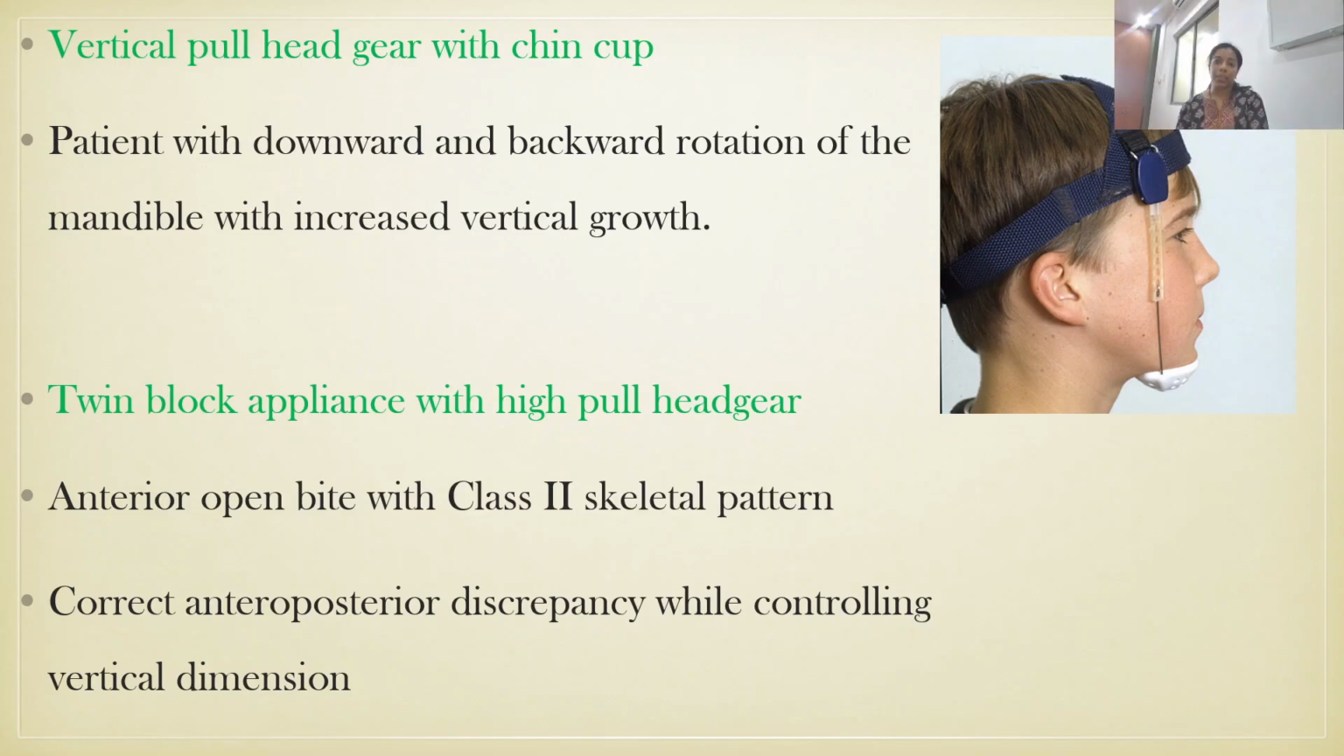Then vertical pull headgear with a chin cup, for patients with downward and backward rotation of the mandible with increased vertical growth. This vertical pull headgear can be used with the chin cup. Chin block appliance with a high pull headgear, for anterior open bite with a class 2 skeletal pattern. We can give it in a twin block appearance. So it helps in the correction of skeletal class 2 pattern along with the anterior open bite, correcting the anteroposterior discrepancy while controlling the vertical dimension. That is, the class 2 skeletal pattern is corrected along with the anterior open bite when we use a twin block appliance with a high pull headgear.